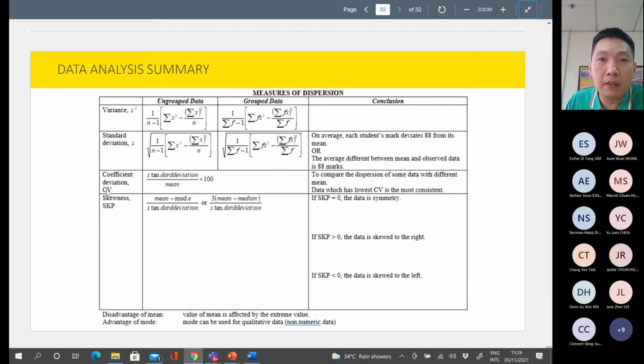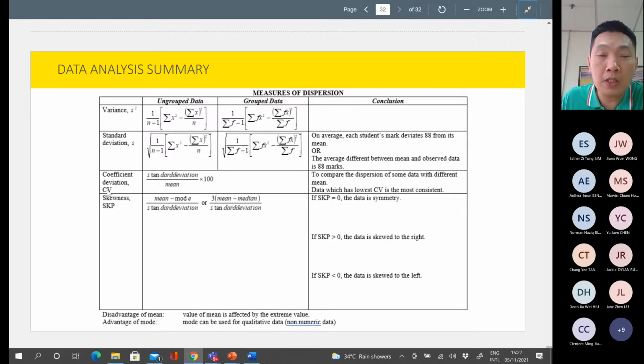Okay, then the next measurement will be coefficient of variation, CV. It should be coefficient of variation. Okay, so if you are asked to calculate the CV, that means your answer should be in percentage. Bear in mind, the answer for CV should be in percentage. So the higher the CV, the more disparate the data distribution. The lower the CV, the more consistent the data distribution.